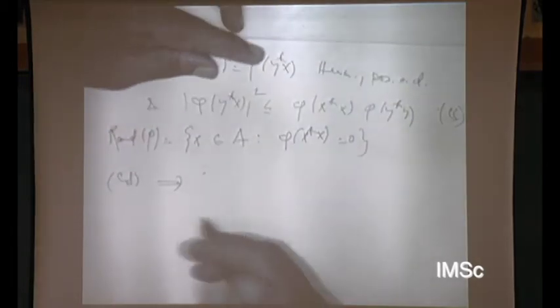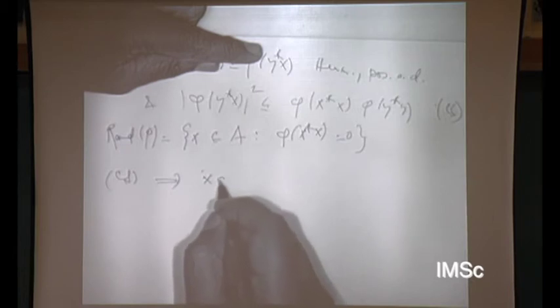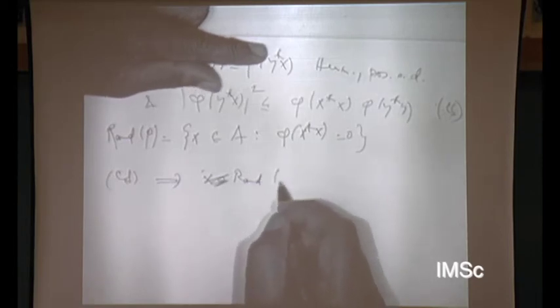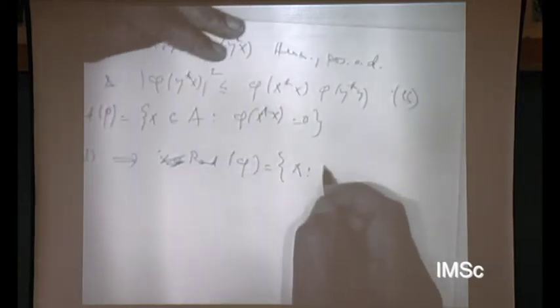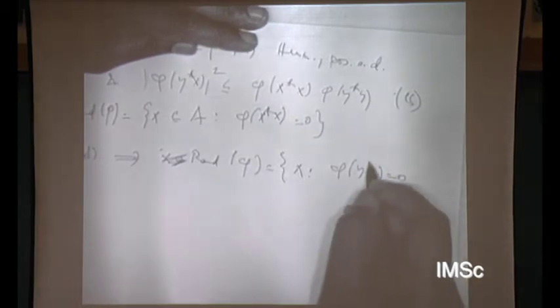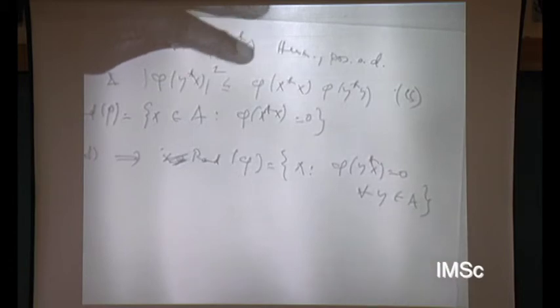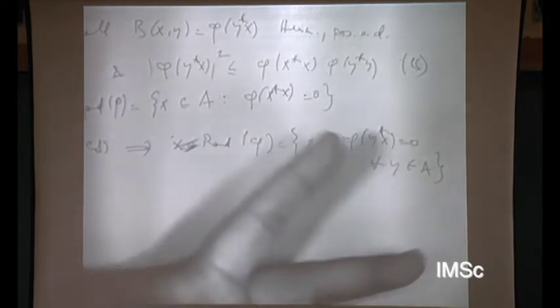But now this implies that, let me put it this way, rad phi can also be written as the set of all x such that phi of yx is 0 for all y. Right? If it is a radical, then it certainly satisfies this. If it satisfies this for all y, then I can take y equal to x.